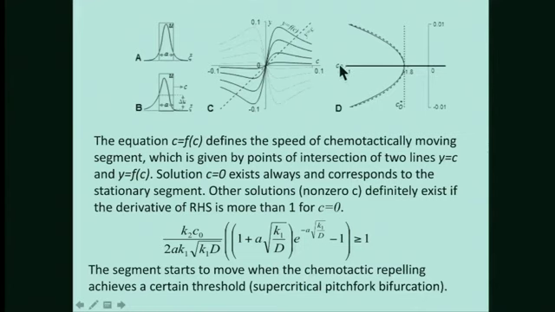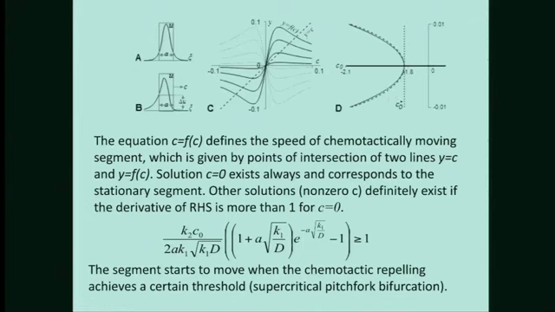So C naught negative corresponds to repulsion, positive to attraction. When it's positive, we have only one solution, and this solution is stable. When C achieves a certain threshold value, then this stationary group of cells becomes unstable, and there appear two other solutions with non-zero speed of motion. So this is how it works, what it says.